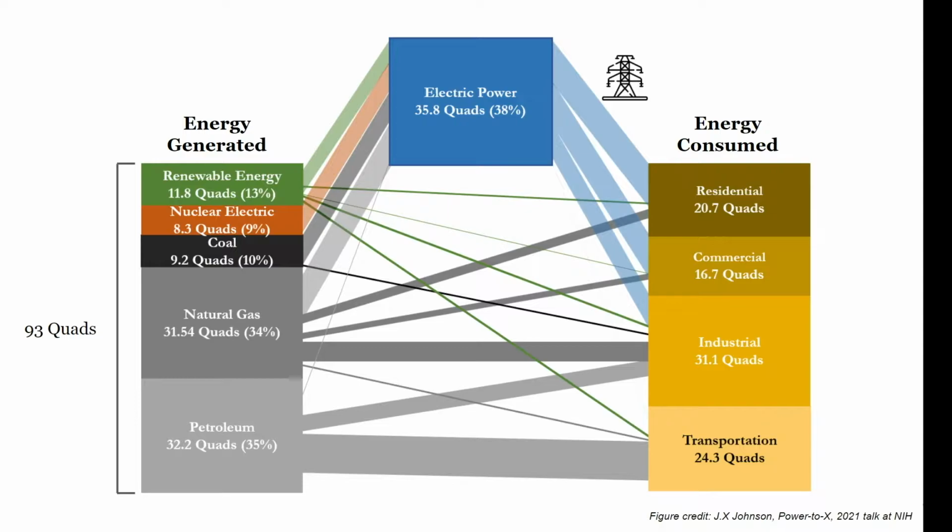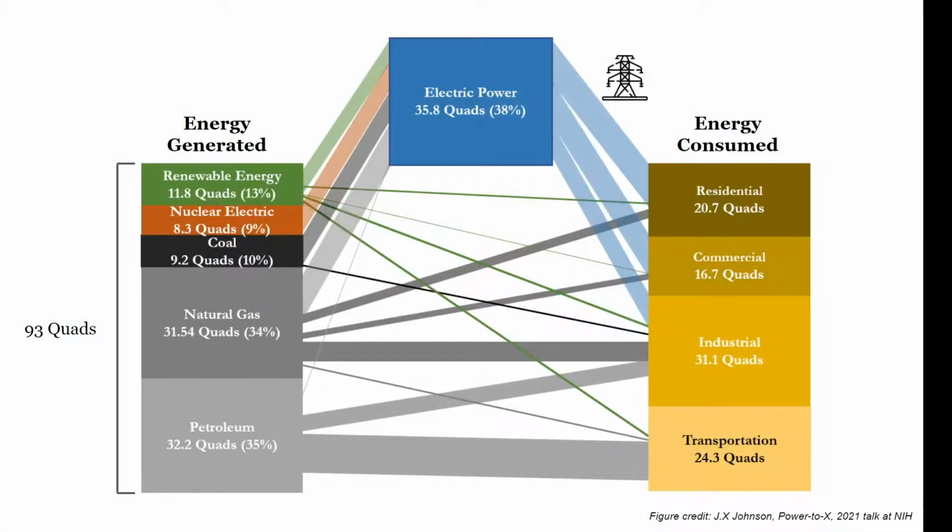From that 93, we send around 36 quads to the electric power sector to generate electricity. This electricity is then dispersed mostly over the residential, commercial, and industrial sectors for end use. A couple things to note here is that though petroleum makes up a large fraction of our total energy consumption, most of that goes to transportation or industrial uses. Very little petroleum goes into electric power generation. Another thing is that electric power generation outside of petroleum has a pretty diverse mix. We get large proportions from renewable, nuclear, coal, and natural gas, so it's rather varied.